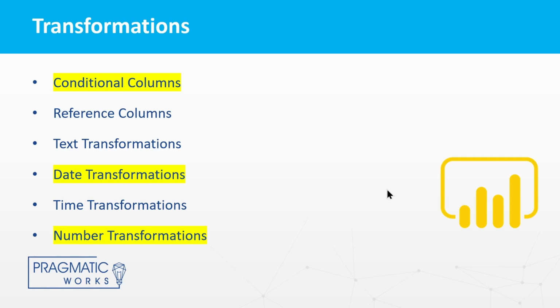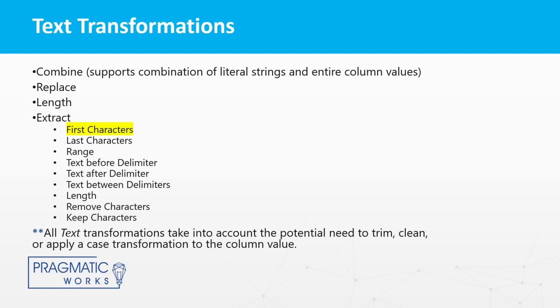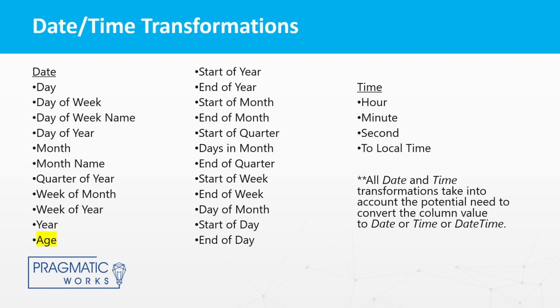So the transformations that can occur using the add column from example inside of the Power Query editor are conditional columns, reference text. We're going to be focusing in on the conditional columns, the date transformations, and the number transformations inside of the add column from example. With text transformations, there are a lot of different options here, combining, extracting. We're going to be focusing on the first character option in this demonstration. As far as date time transformations, there are a lot of those as well. And so the ones that we're going to be focusing on are extracting the age from a birth date column.